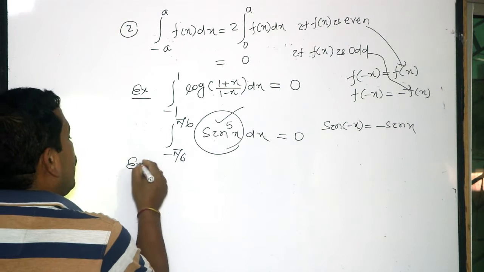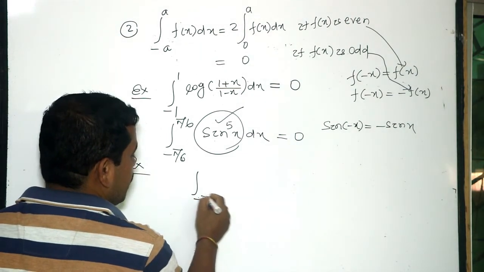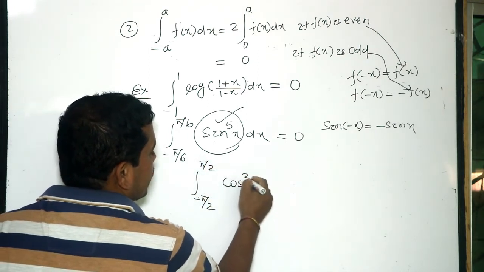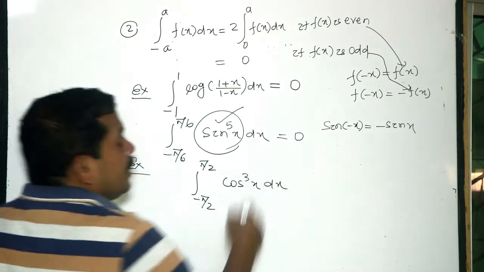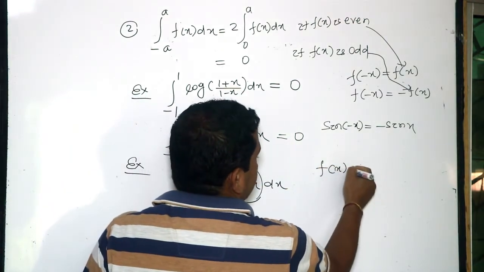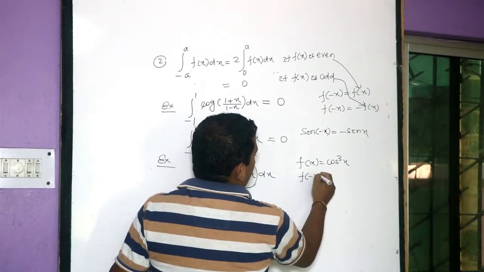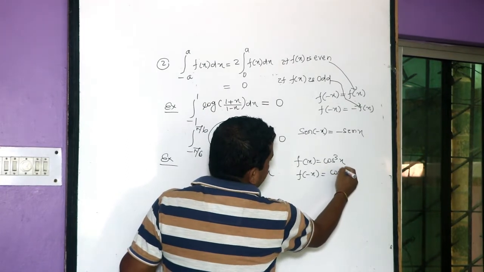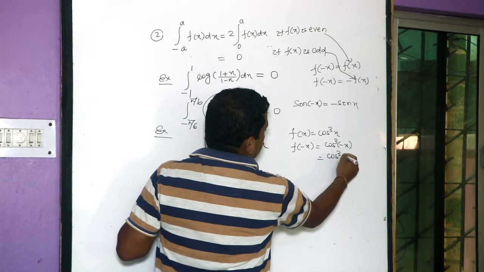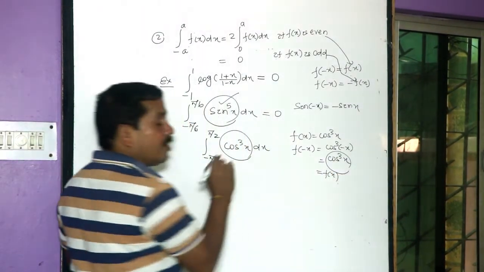For example, suppose the integration is of the form minus pi by 2 to plus pi by 2 of cos cube x dx. Here the function is cos cube x. f of x is cos cube x. We know that f of minus x is cos cube of minus x, that is equal to cos cube x. So it is an even function. So its value will not be 0.